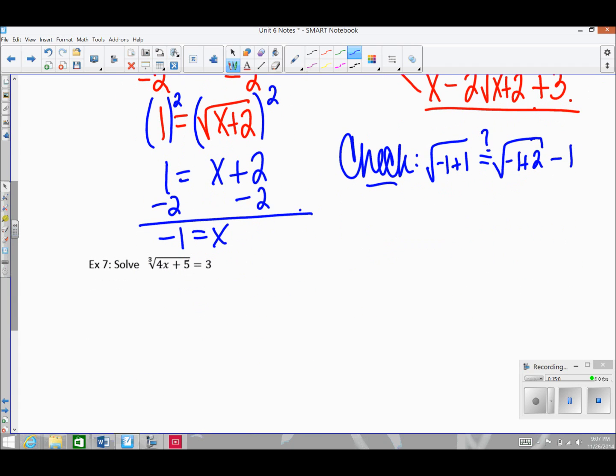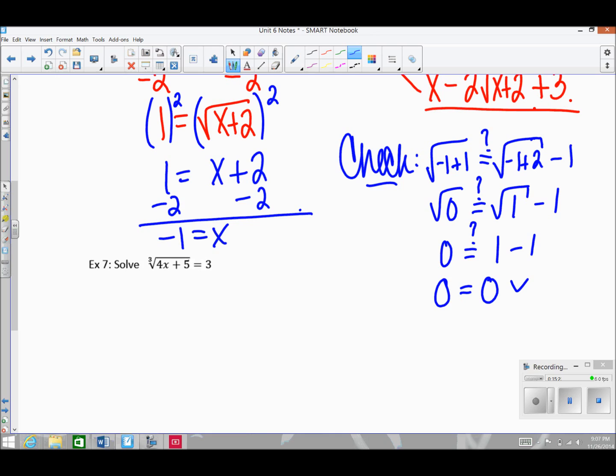So I plug into the original. Here I'm going to have the square root of 0. Here I'm going to have square root of 1 minus 1. So on the left it's going to equal 0. On the right it's going to equal 1 minus 1, which ends up giving me 0 on the right, 0 on the left, so it checks out. X equals negative 1 is a solution.